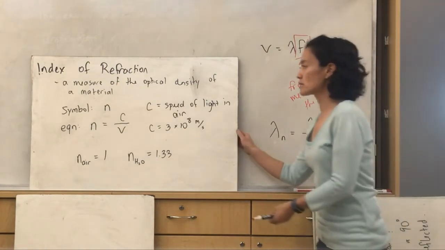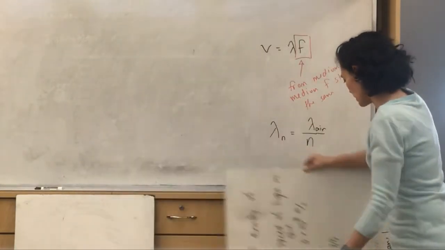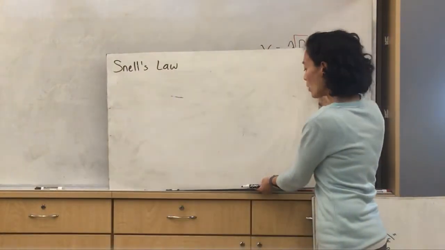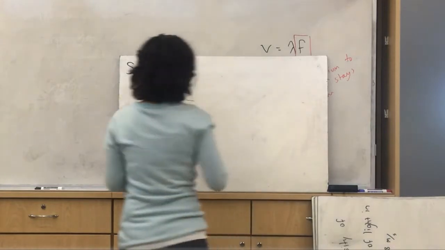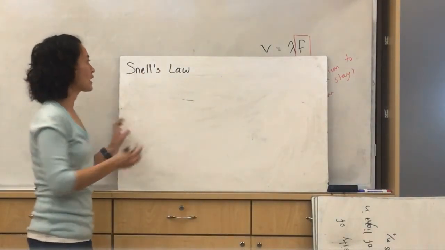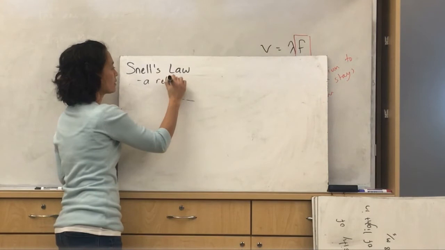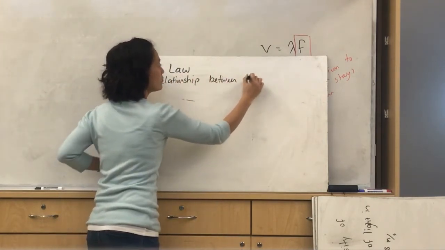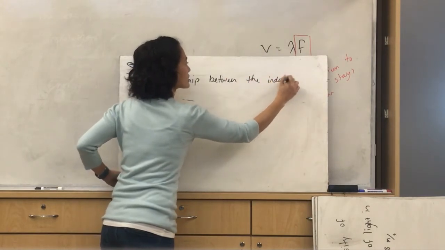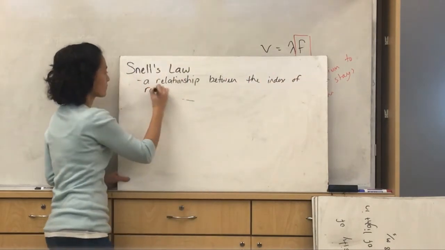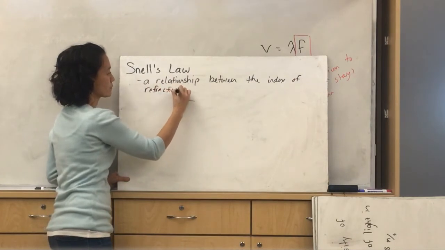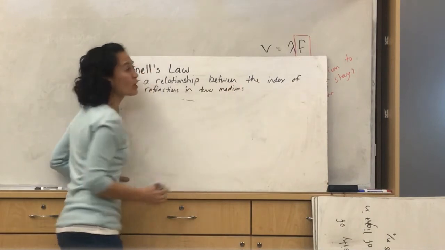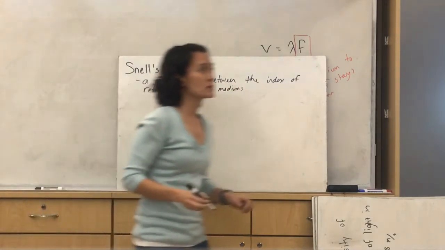Now with this, we get something called Snell's Law. That's a fun one, huh? So Snell's Law basically looks at how light changes direction as it goes into a new medium at an angle. So this is a relationship between the indices of refraction in two mediums and the angle at which light is traveling through those mediums.